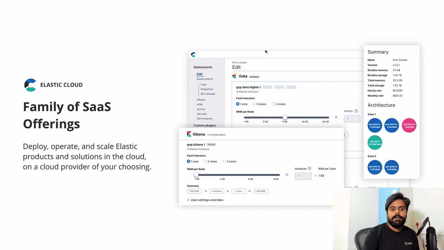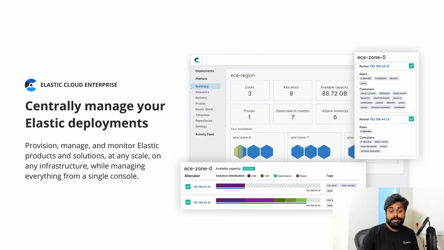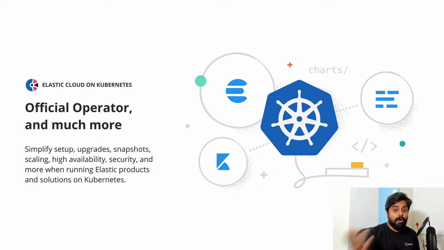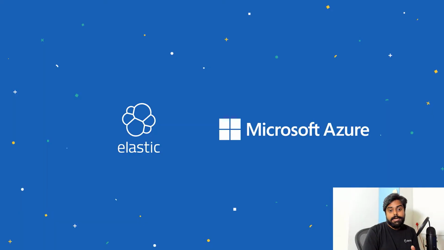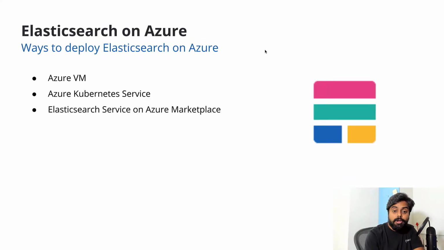Like I said, there is a family of SaaS offerings that you could build on each of these public clouds. Or if you want to orchestrate or centrally manage all of these Elastic deployments in your own data center and offer it to your partners or consumers as a service, you could use ECE. And you could also look at this operator if you are running in a Kubernetes ecosystem as well. Now, that being said, let us talk about what Elastic and Azure have to offer and what are the things that you could do with Azure when you're talking about the Elastic Stack.